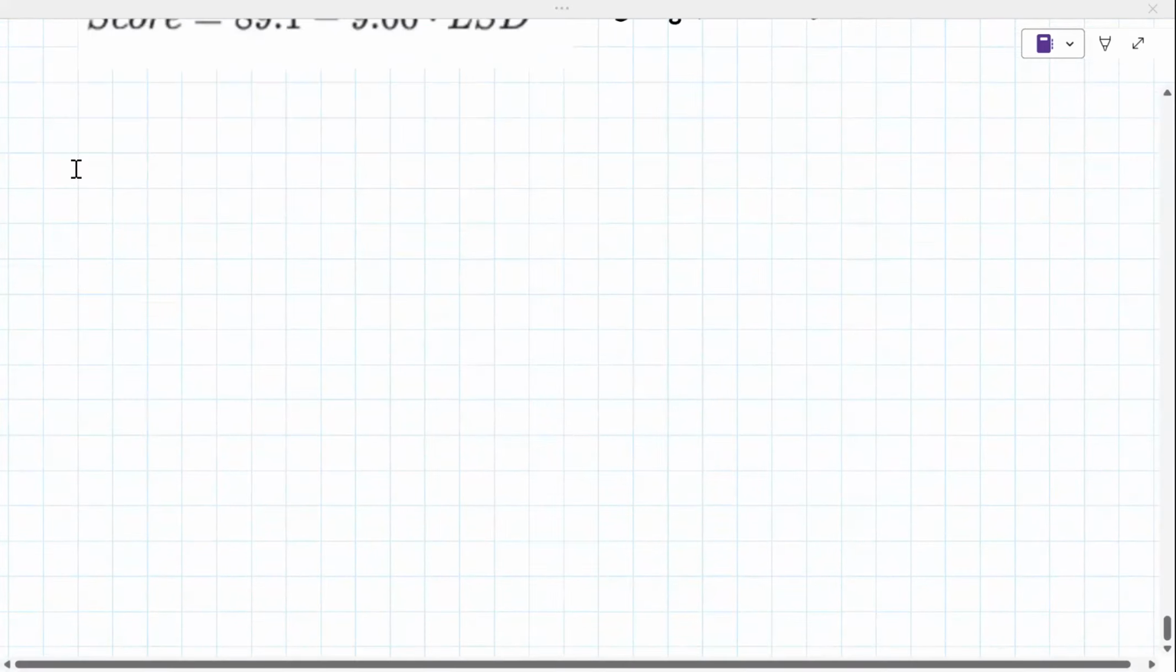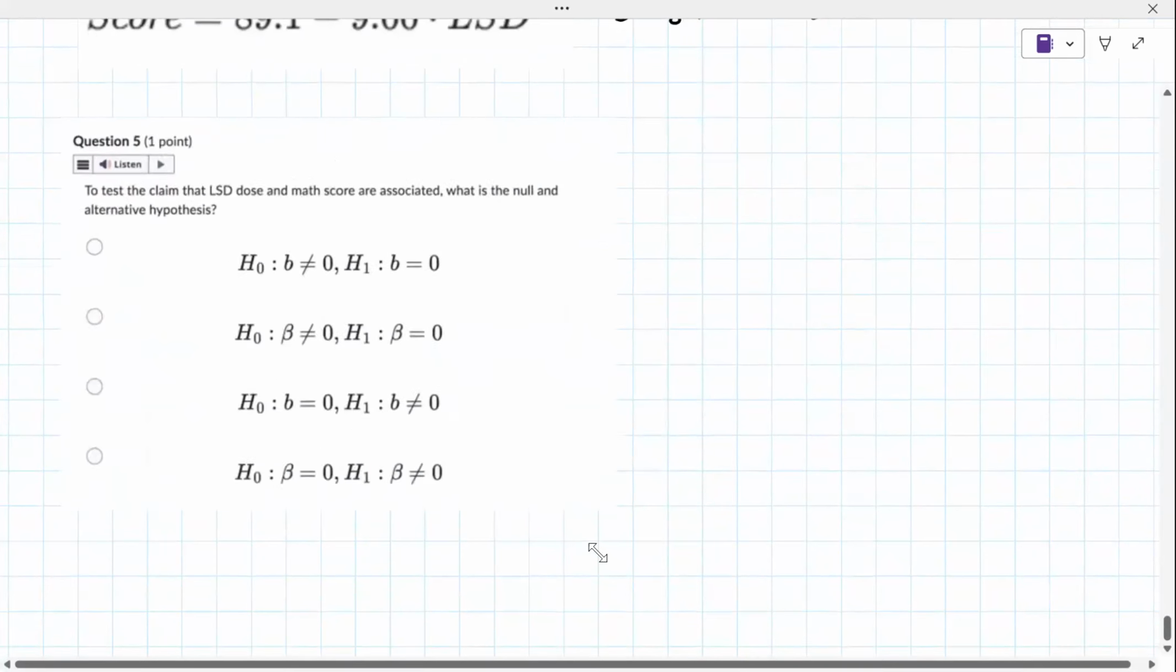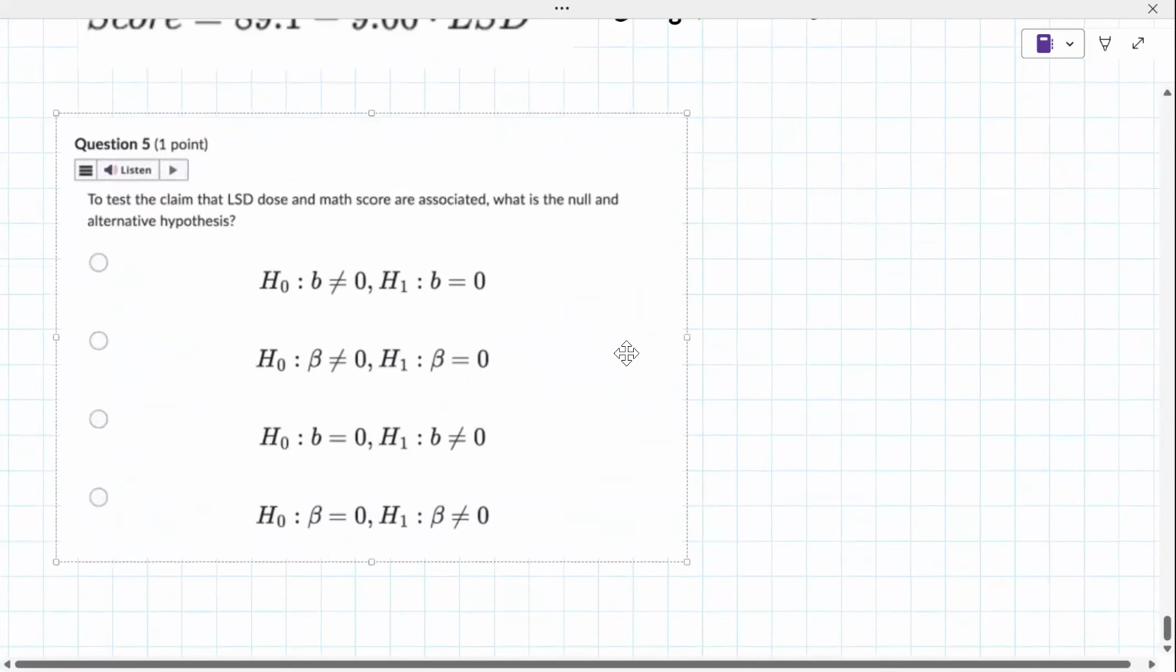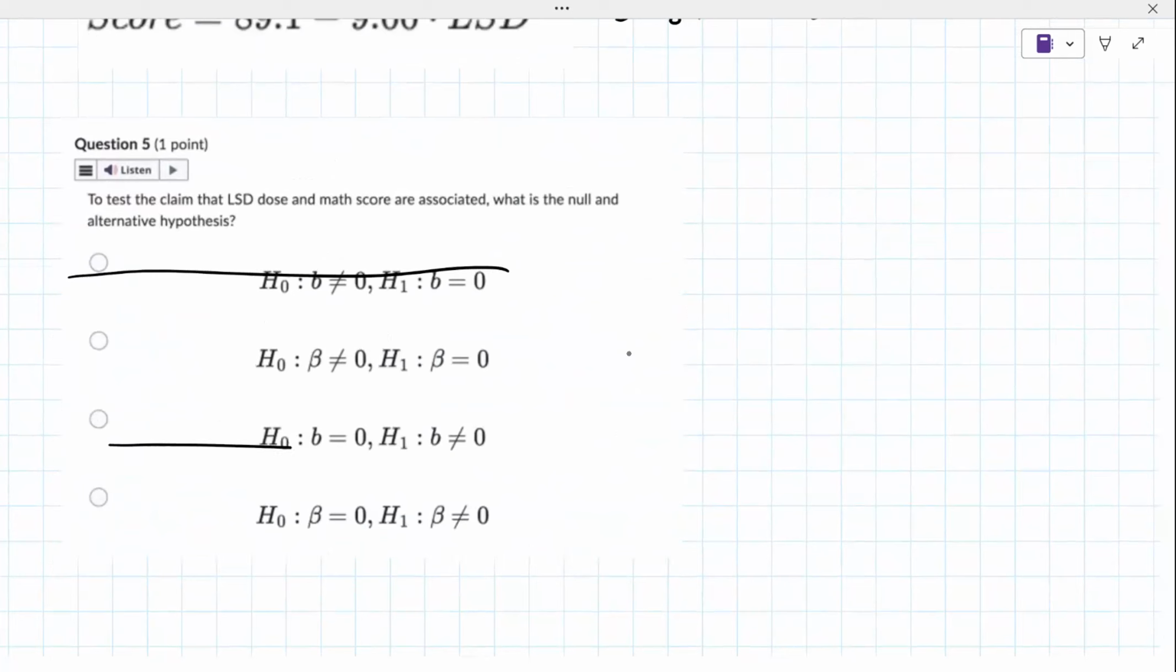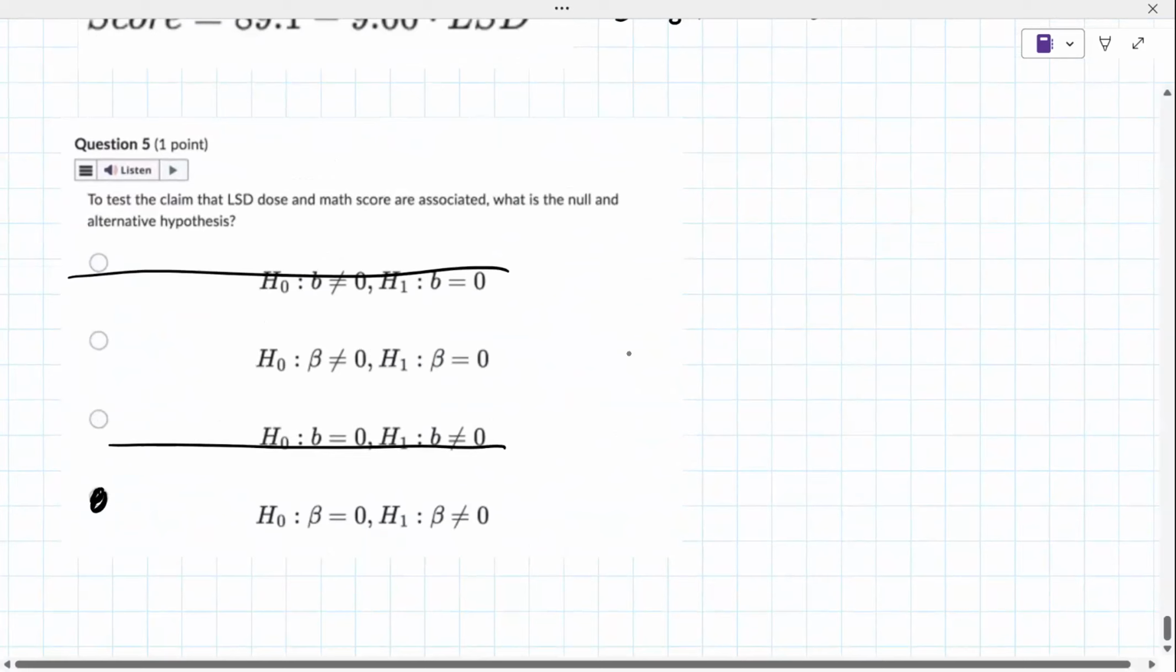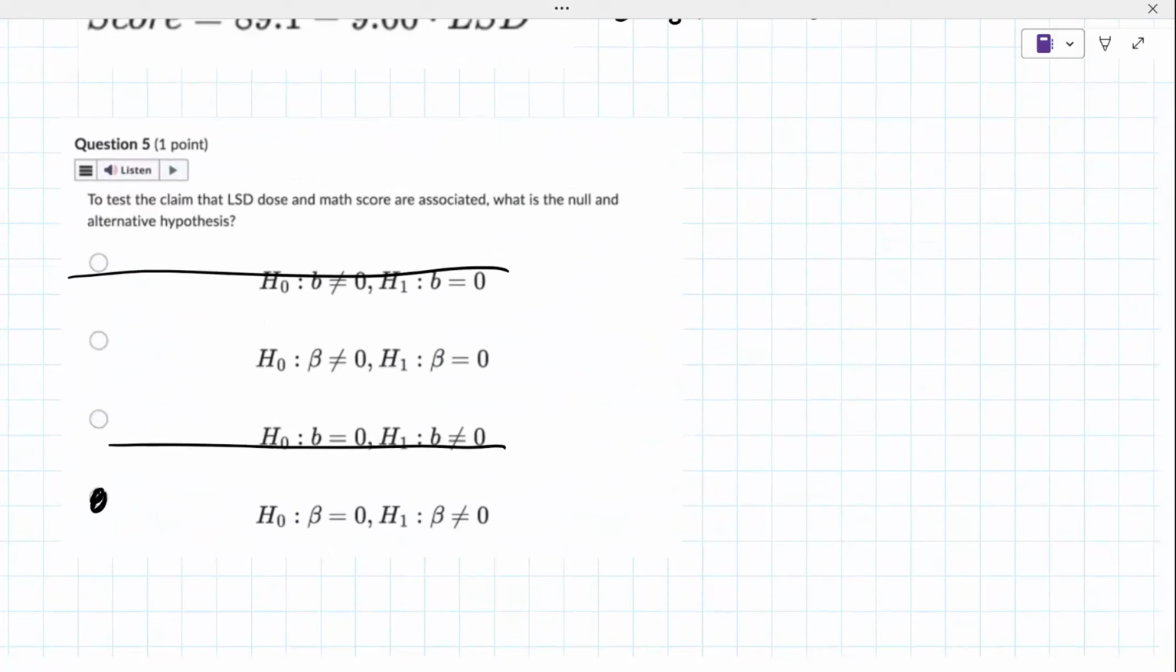Okay, for number 5 here, the null hypothesis always refers to betas, and this is the only one that it could possibly be because the equality has to be in the null. So that's the only possible answer.